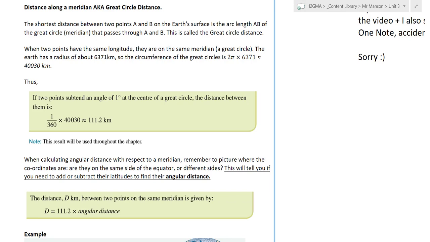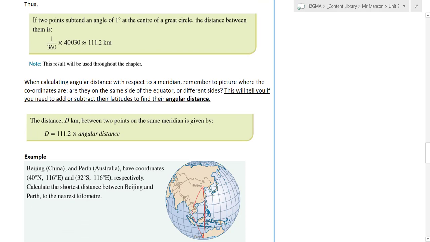If you know the angle between the two, particularly if you're given the coordinates, longitude and latitude, multiply that difference by 111.2 and you've got your answer. And you can always use 111.2 and it's on your formula sheet. So that's always good. So here's an example.